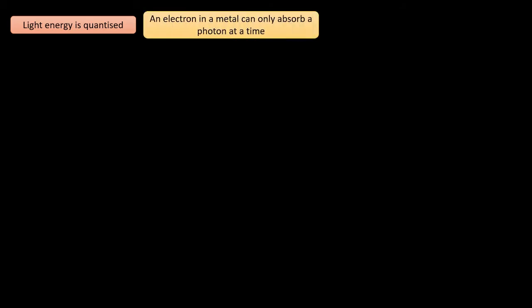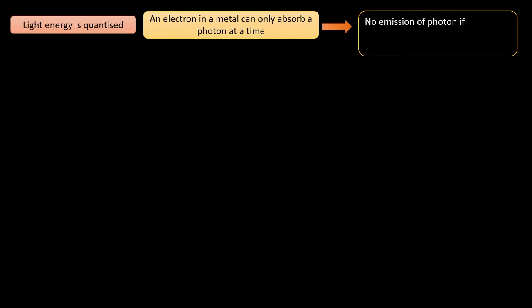Each time, an electron can only absorb one photon at a time. It cannot absorb 2 or 3 photons. So this electron can only escape from the metal surface when the frequency exceeds the threshold frequency. In other words, there is no emission of photoelectrons if the photon energy is less than the work function of the matter. So what is actually the work function?